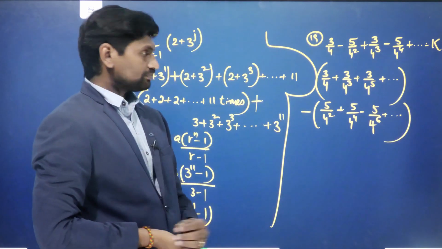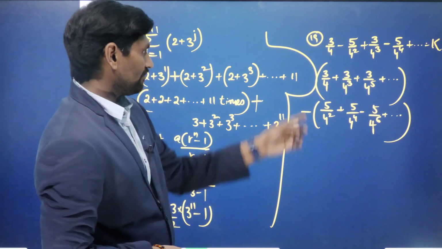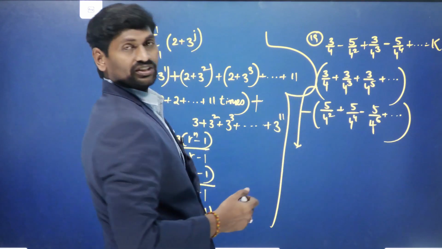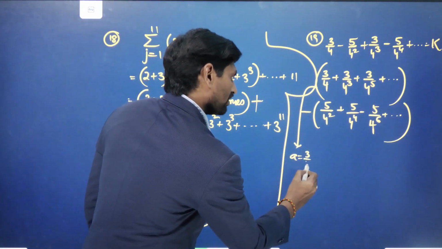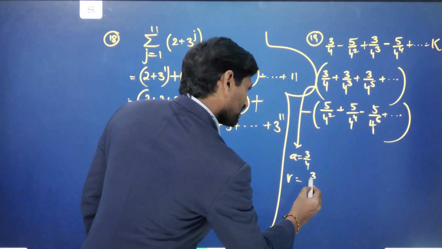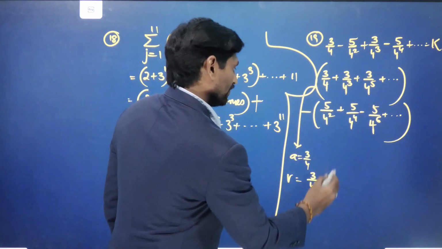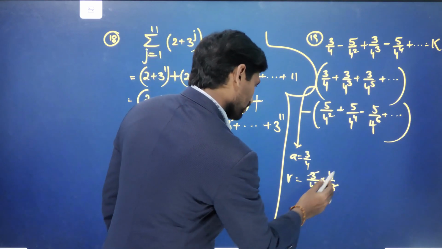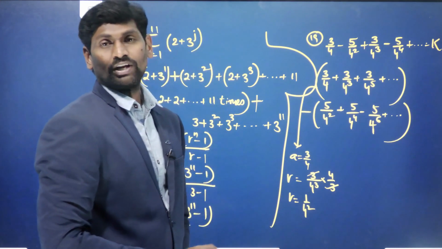Now both are in GP only. Am I right? The first term is A, and A value is 3/4. What is the common ratio? Second term by first term. Second term means (3/4) cube divided by 3/4. When you transpose, 4/3, that means 1/4 square, which is 1/16.